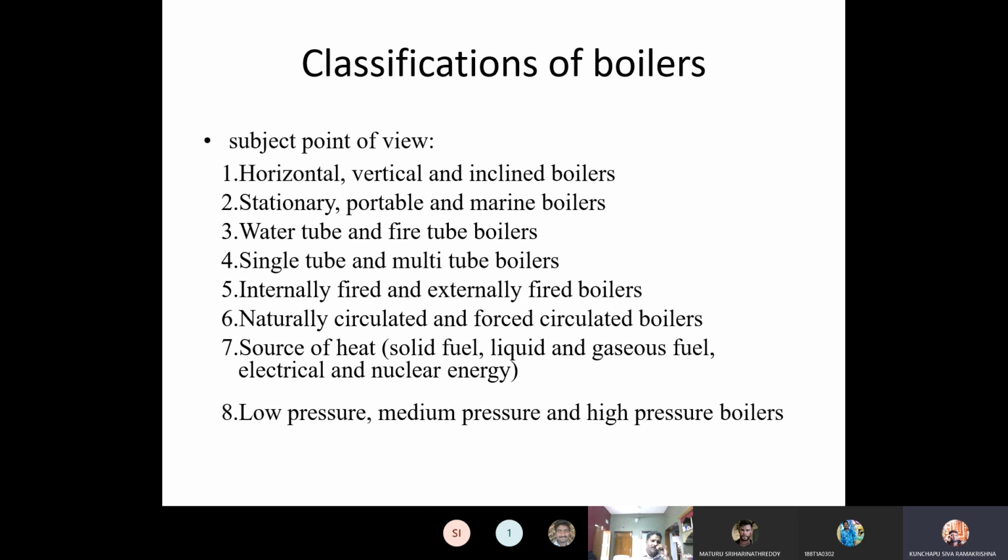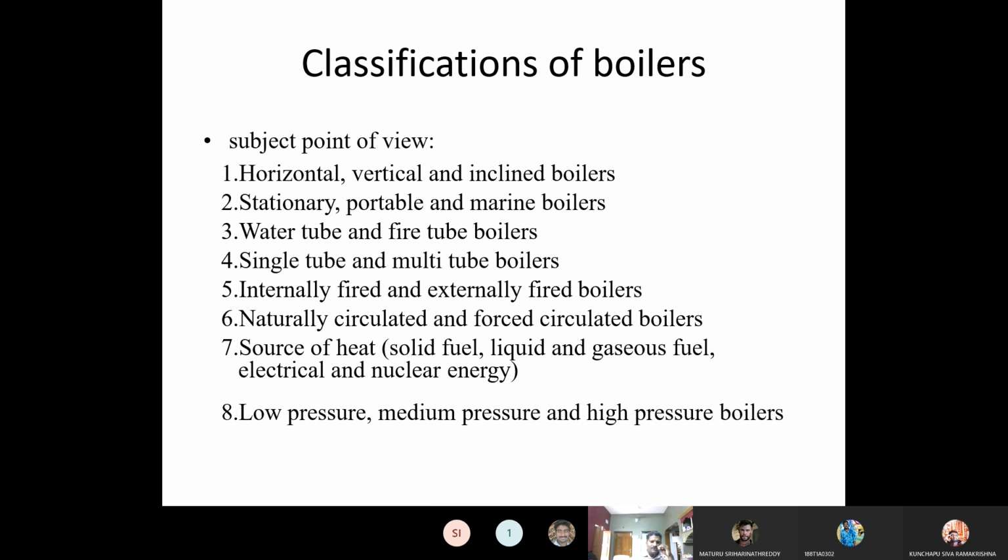So internally fired boilers are nothing but fire tube boilers. And in externally fired boilers, over the boiler tubes, gases are circulating, and through the tubes, water is circulated. So externally fired boilers are nothing but water tube boilers. This is the thing. Internally fired boilers means fire tube boilers. This is the fundamental difference we have to understand.